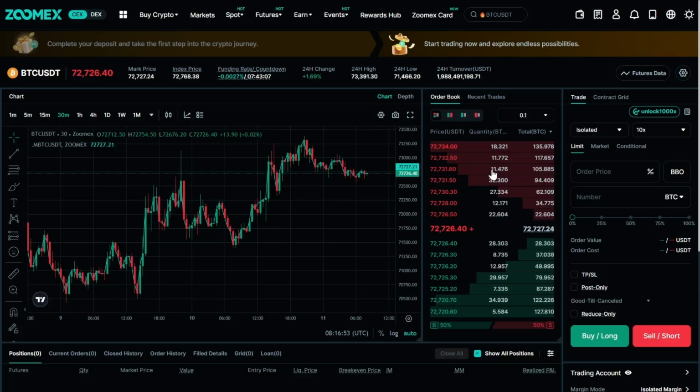On the right, we have the order book. The order book shows all the current buy and sell orders on the exchange. Green represents buyers and red represents sellers. This helps you see supply and demand at different price levels.